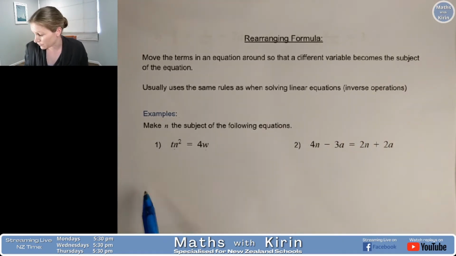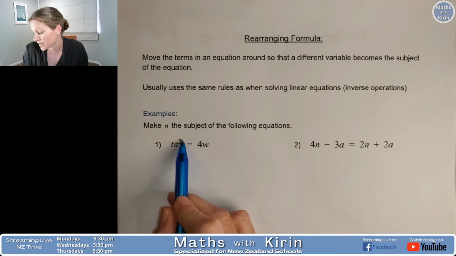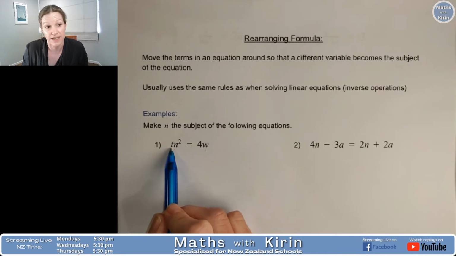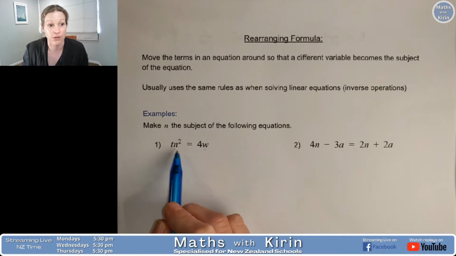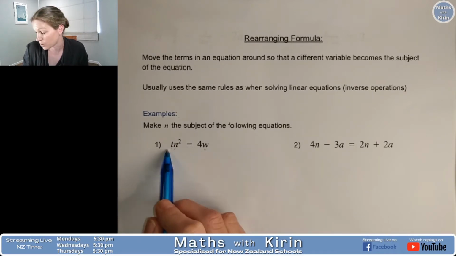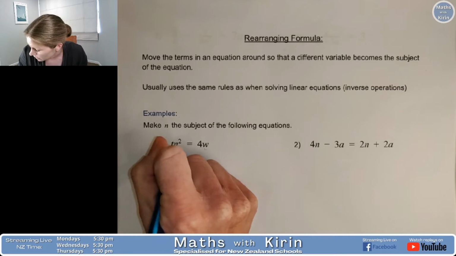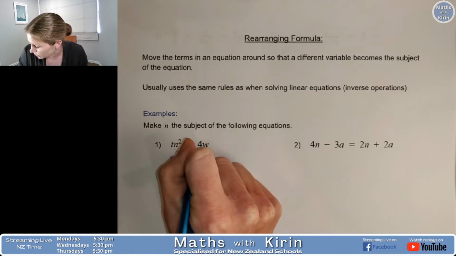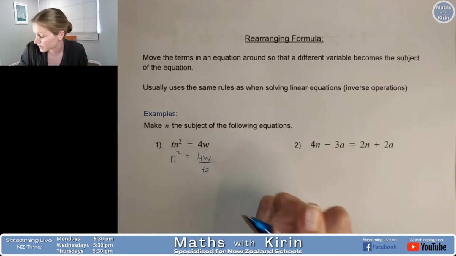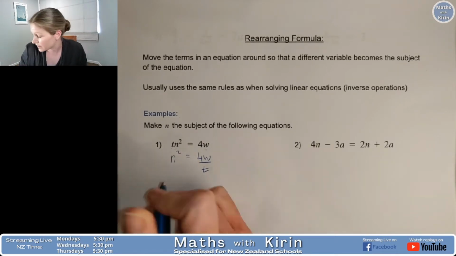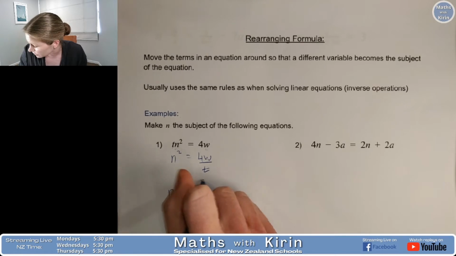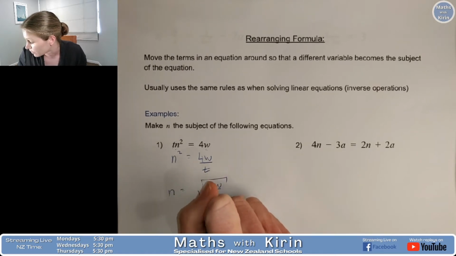So if we go through the first example, to isolate our n, we want to move the t across first. If it's multiplying n squared, we need to divide through by t in order to just get our n squared. So n squared is equal to 4w over t. And then the square, we don't want to have that. So n is equal to the square root of 4w over t.